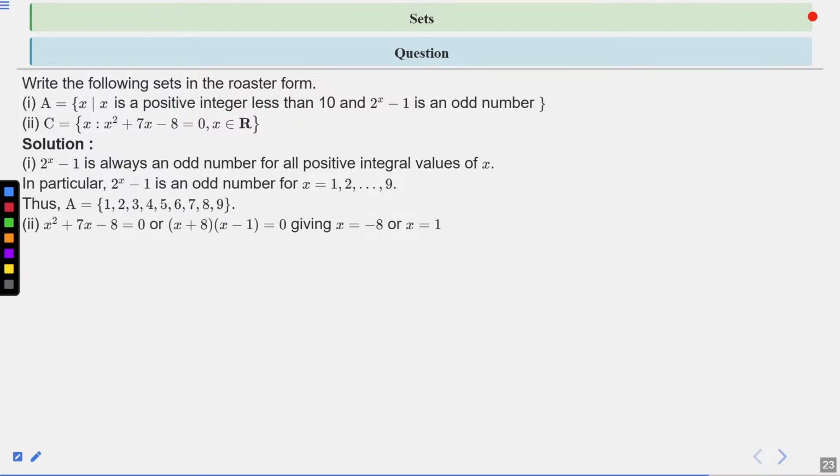Now for the second, first of all, we need to solve this quadratic equation. The factor form for this quadratic equation is simply x plus 8 times x minus 1. And from this form, we can easily conclude that the two values for which the quadratic equation is satisfied are minus 8 and 1. And both belong to the set of reals. So the set C in roster form will be minus 8 comma 1. Clear?